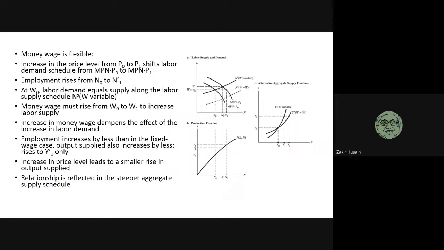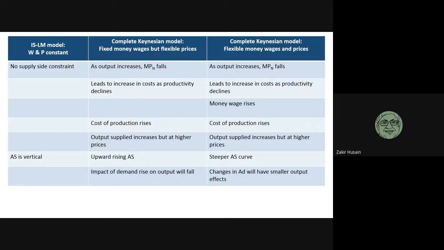So the next slide I'm going to show, don't write it down because I'll discuss this in more detail in the next class. So this is a grand comparison between the IS-LM model where wages and prices are constant. The first complete Keynesian model was where we had fixed money wages but flexible prices. We introduced flexibility in one aspect. Here, flexibility in both money wages and prices. There's no supply side constraint. Whatever you demand will be supplied because you have excess capacity.